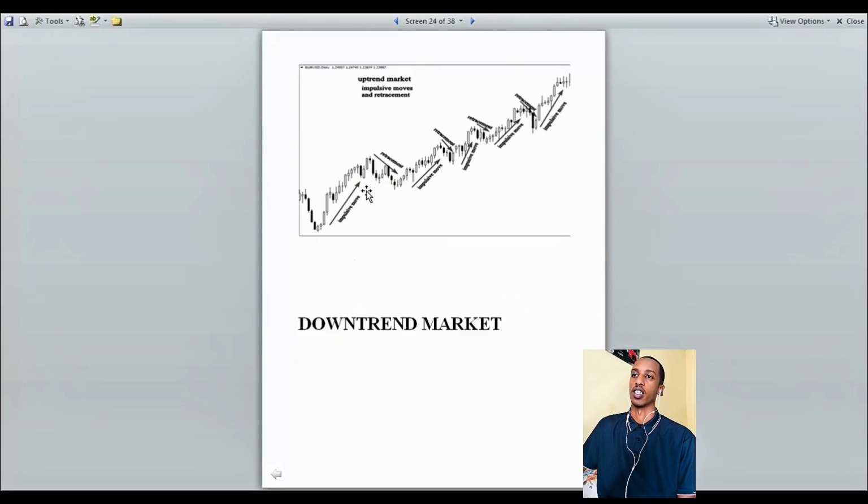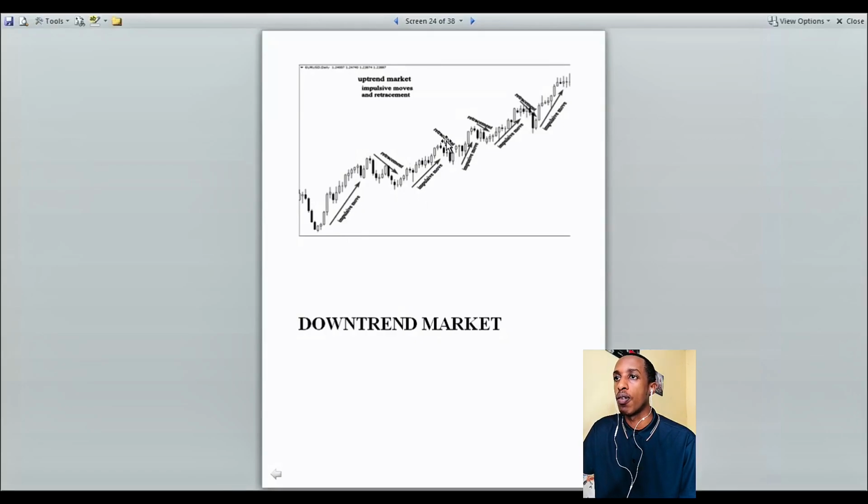Yeah, let's explain more about this. As you have seen, this is the uptrend. We are moving up, and in this we are seeing impulsive moves and retracements. The impulsive move is the move where we see the candlesticks going up, and the retracement is the move where the candlesticks go down a little bit and then continue to move up. So the up move is called the impulsive move, and the down move is called the retracement.